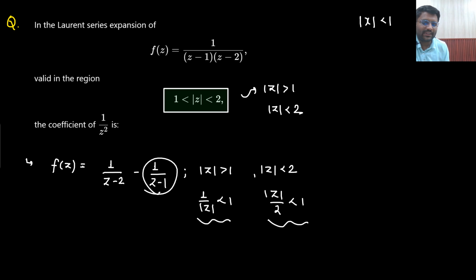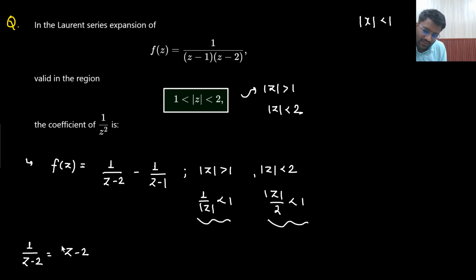So I will do the expansion of this one separately and find the coefficient of 1 by z square in this expansion, then find the coefficient of 1 by z square in the other expansion, and then add them up. So let's expand 1 upon z minus 2. What I need to do is expand 1 upon z minus 2.